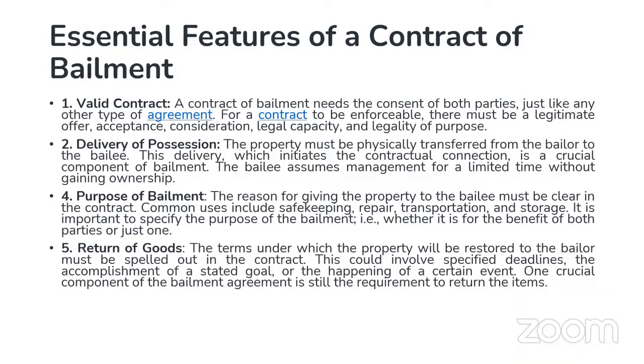So let us look at the essential features of a contract of bailment. The first one is a valid contract. All the essential elements of a valid contract should be present in a contract of bailment also. Next one is delivery of possession, right? That means property must actually be physically transferred from the bailer to the bailee. For example, I call up the mechanic and I say, I will come to your shop, I will hand over my car at 11 o'clock. You repair it and give it back to me by 6 o'clock in the evening.